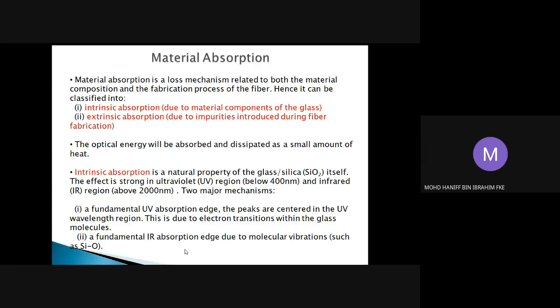And for the IR absorption, which is bigger than 2000 nanometer, the loss is due to molecular vibration of the silicon and oxygen molecules. This vibration will incur heat, will produce heat. That's why the loss is very high in the IR region, bigger than 2000 nanometer.